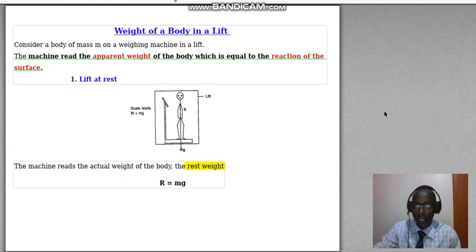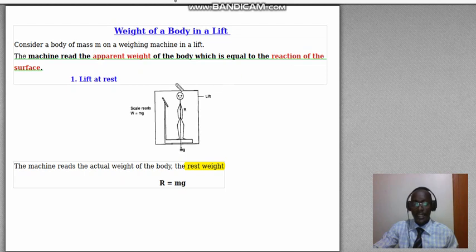We have a cartoon here, which is a person that is inside a lift and on a weighing machine. This machine here is going to give us the weight of that person inside there. One thing that you must note is that the weighing machine in this case is going to read the apparent weight, okay? And this weight is always equal to the reaction of the surface.